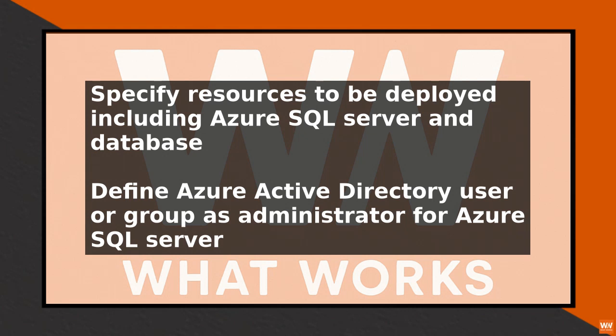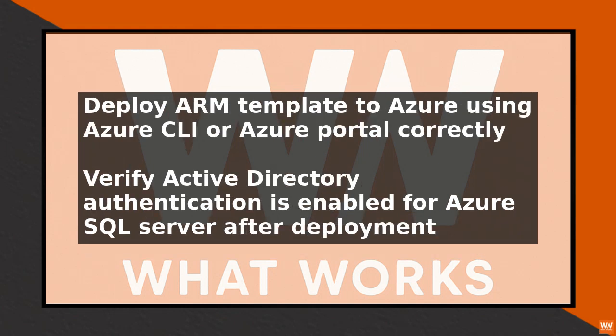After defining the resources and properties, deploy the ARM template to Azure using the Azure CLI, Azure PowerShell, or the Azure portal. The deployment process will create the specified resources and configure Active Directory authentication for your Azure SQL Server.